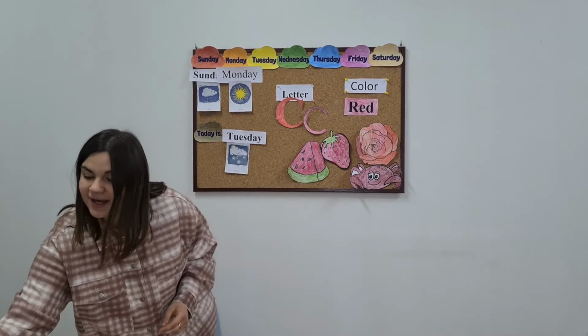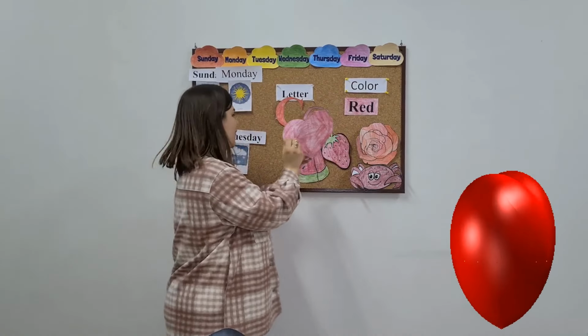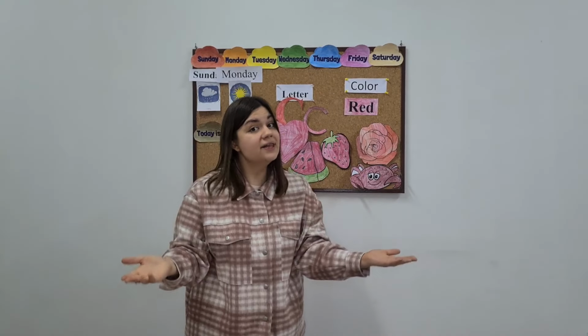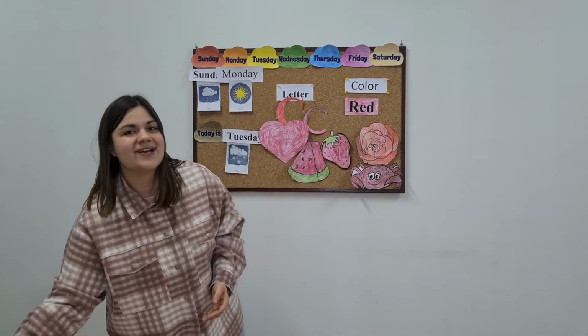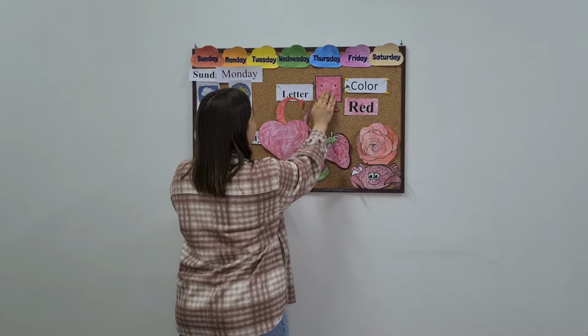What else? Heart. Heart is also red. What else? Square. Square is red. This square is red. Okay, let's stick it here.